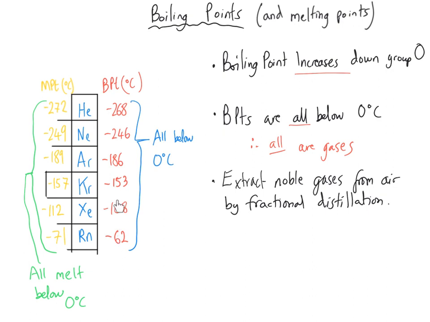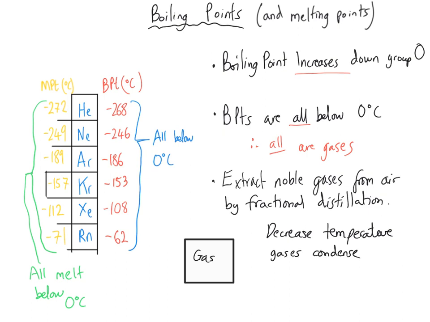We can see that they've all got different boiling points, and so all we need to do is have our mixture of air here in some kind of container, and all we do is we gradually decrease the temperature, and as the temperature decreases, the different components in this gas mixture turn into liquids. Or to be slightly more scientific, they condense, and that means gases turn into liquids.